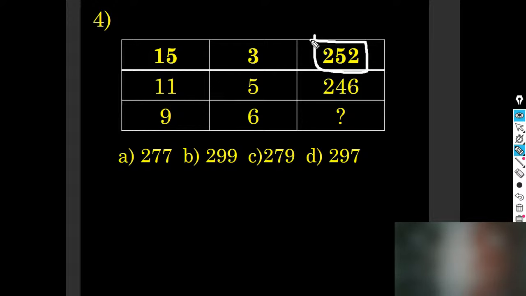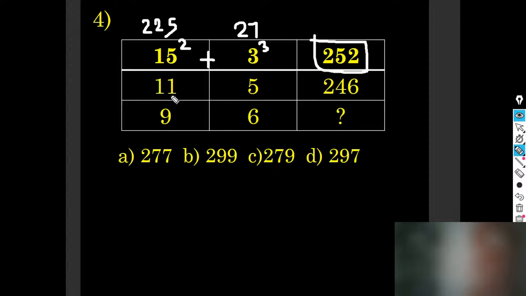117. Okay, let us check. So we have 15, 3 and 252. 15 square is 225, which is somewhat nearest to 252. So 15 square is 225. We have 252 there. So if we subtract 252 and 225, we will be getting 27 here. So 27 means it is 3 cube.